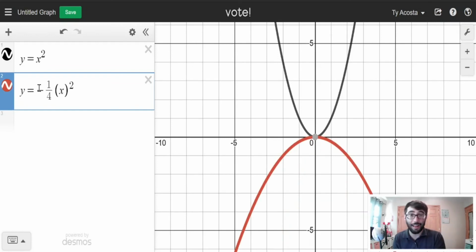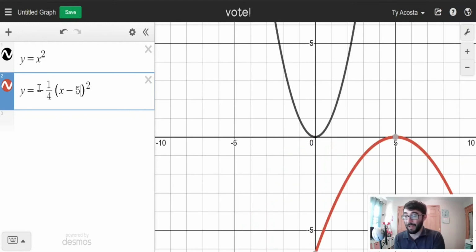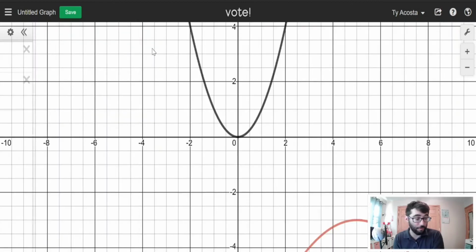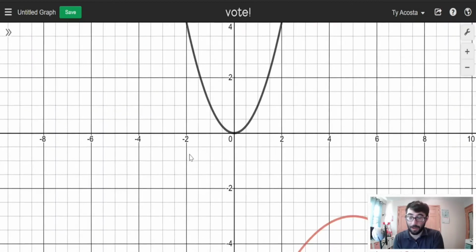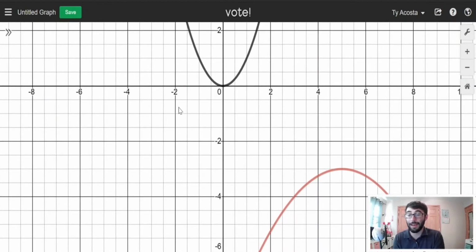The next thing that happened is that we were shifted to the right 5. That's because of the -5 inside. And as we can see, we now moved over to the right 5. And the last thing is that we were shifted down 3. So these are our transformations. As we can see now, let me go ahead and shift the graph a little bit. We can now see exactly where the vertex is, which is at +5, -3. And we see all those transformations in action.